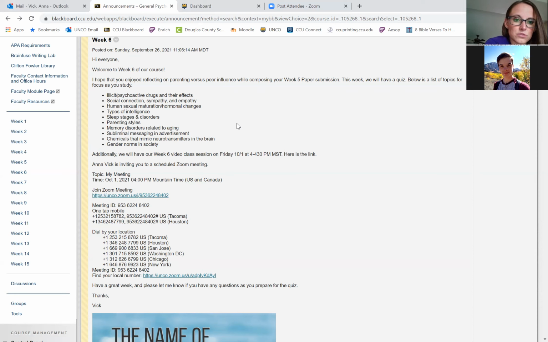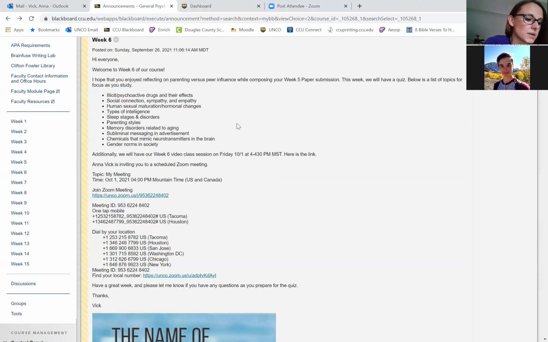Okay. Memory disorders related to aging. So we think about dementia and different types of memory loss and what might occur cognitively for a person who is older in particular. Subliminal messaging in advertisement. So how might the media or different advertising sources manipulate our minds a little bit and kind of get into that subconscious and encourage us to purchase the product or to pursue the activity that they're trying to promote with that advertisement.